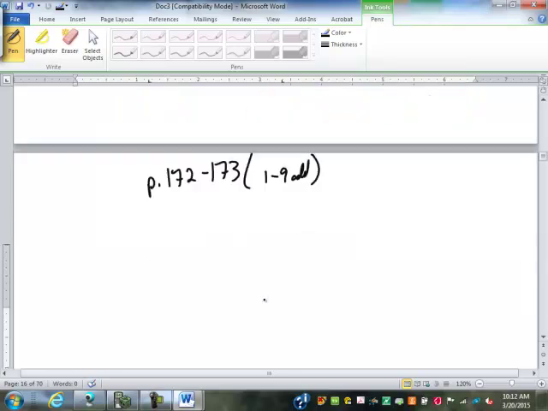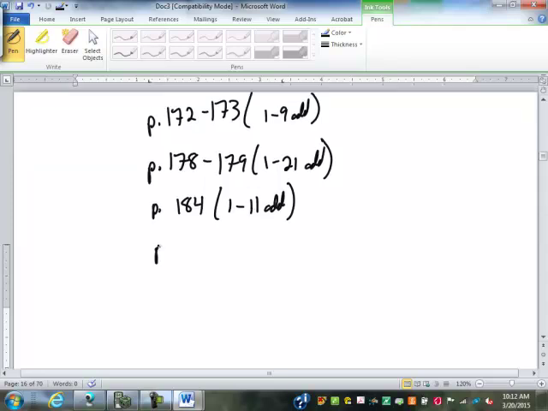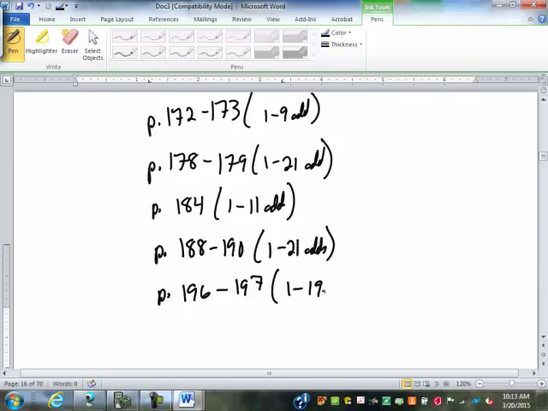If you look on page 172 through 173, 1 through 9, the odds, talks a little bit about reconstituting formulas and some review of our basic dosage calculations. 178 and 179, 1 through 21, the odds, is into our IV flow rates again. Page 184, 1 through 11, the odds, deals with those titrations, minimum, maximum dosages, and not having to go through the whole calculation again. Page 188 and 190, 1 through 21, the odds, deals with the dosages based on weight and safe dosages. And finally, 196 through 197, 1 through 19, the odds, is dealing with body surface area.